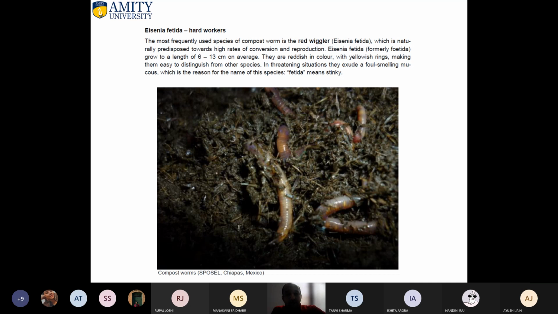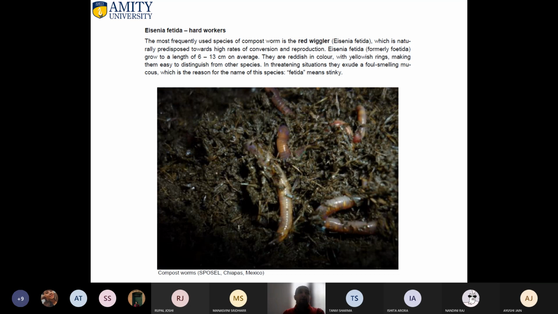That is a very good thing about the worms. They double their population every 3 to 4 months. They'll have 4 generations in a year, and they'll produce 500 to 600 offspring per worm per year. That is a good number. So with vermicompost, vermiculture would also be there. That is a good thing.